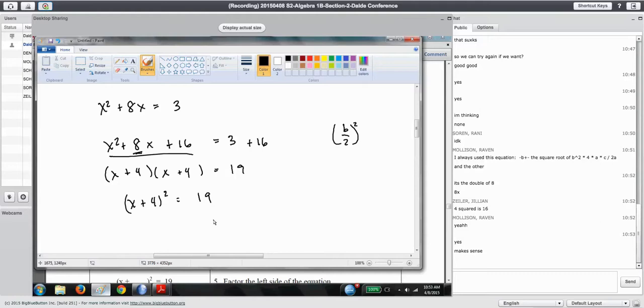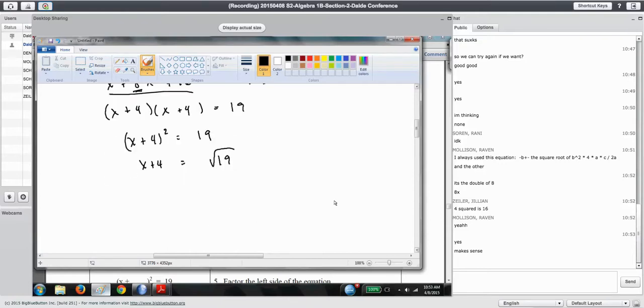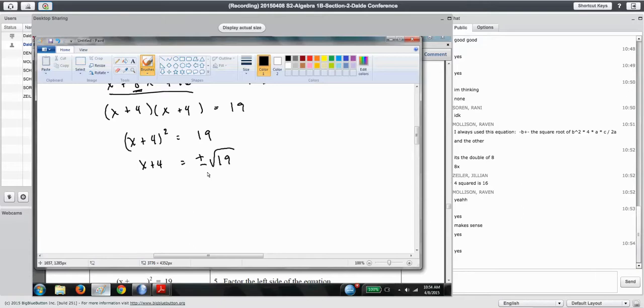All right, square root both sides, you end up getting x plus 4 equals square root of 19. Everyone agree? Yes, no? Wrong! Don't forget the plus or minus. Remember, I square rooted both sides, so I'm going to have to take the plus or minus. Are we good? Now, I'm going to take this 4 over to the other side, and I'm going to say x equals negative 4 plus or minus the square root of 19.